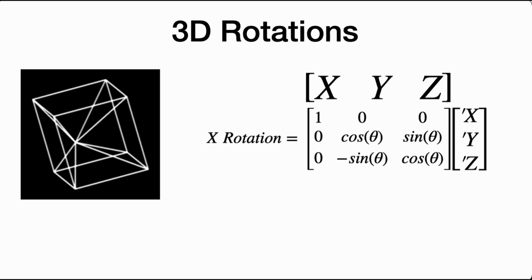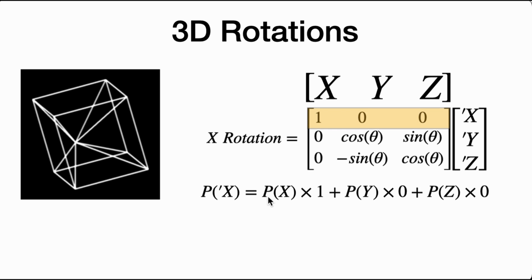So when we rotate around the X axis, what's the new value of X? The new value of X is just X times 1 plus Y times 0 plus Z times 0. Anything multiplied by 0 is 0, so we can ignore any zeros, and X times 1 is just X. So when we rotate around the X axis, that particular point doesn't change. And that makes sense, that's why we're rotating around it.